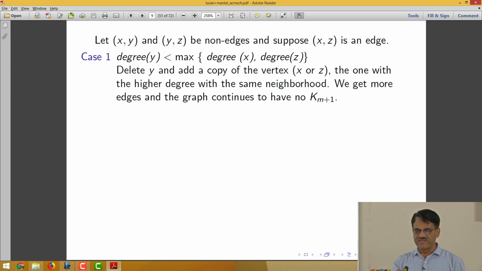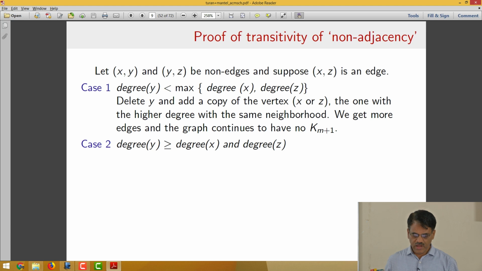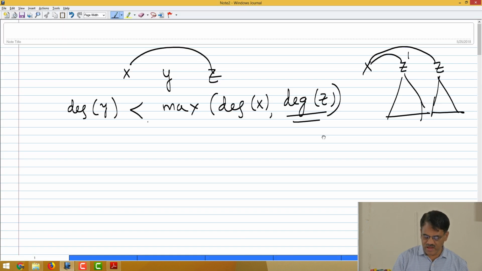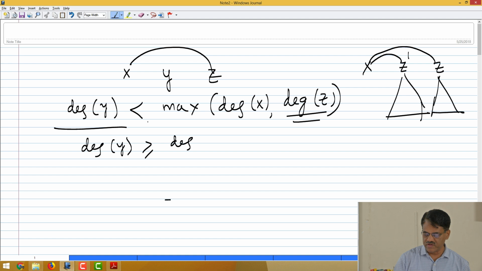So all I am saying is just delete y and replace it by x or z. Case 2: the degree of y is greater than or equal to the degrees of x and z. What am I going to do? I am going to remove x and z and replace them by copies of y. Here also we can argue that this does not have a K_{m+1}, but it has more edges. Let's count the number of edges. Maybe it's better to do it in a picture. So in the other case, the degree of y is greater than or equal to the degree of x and the degree of z.